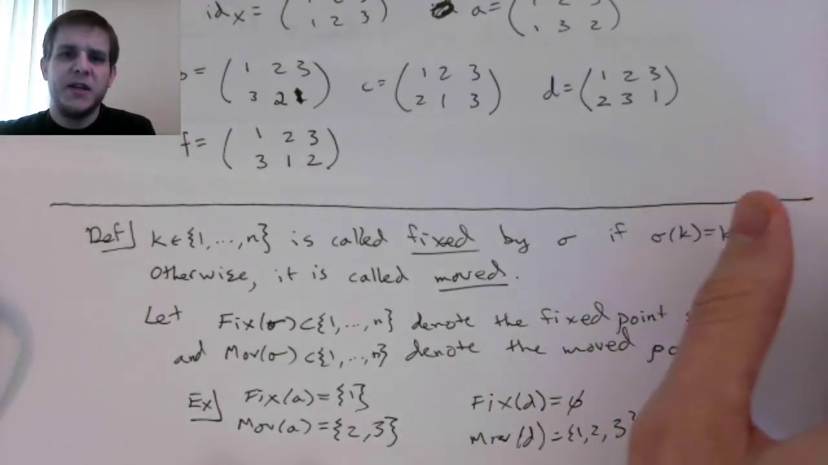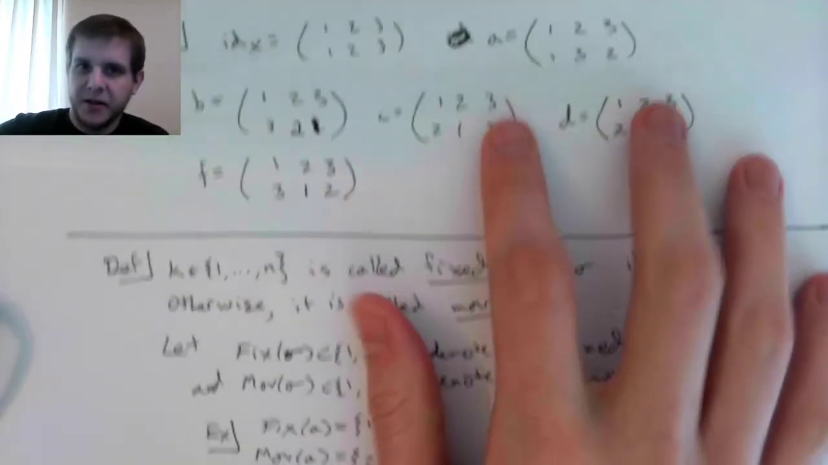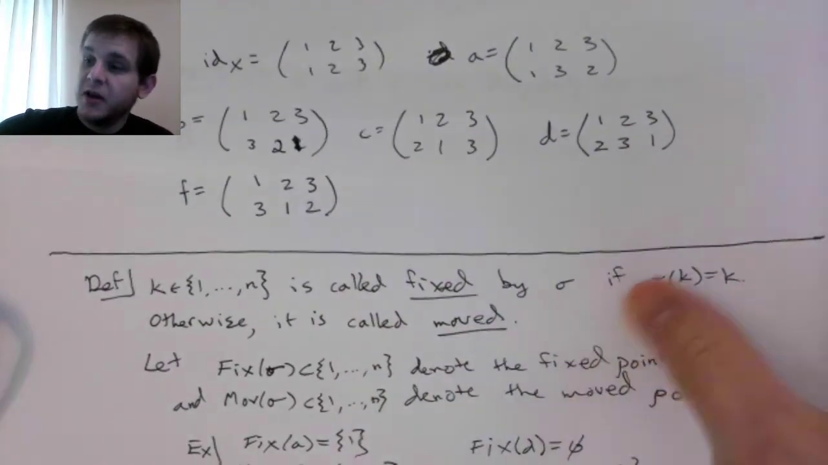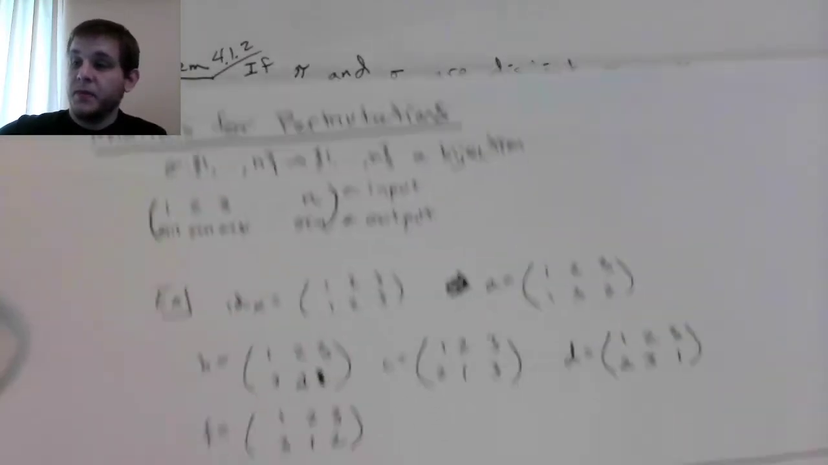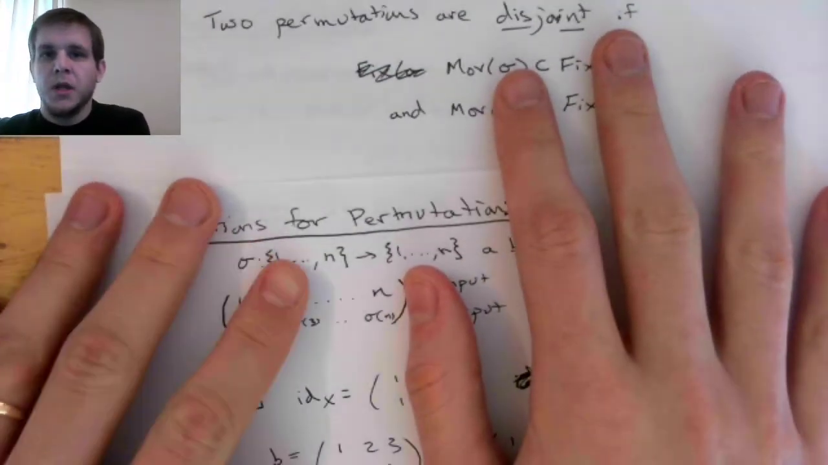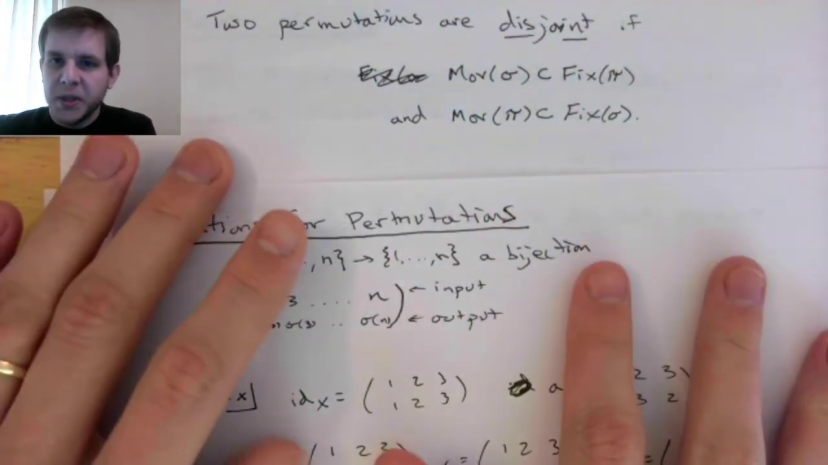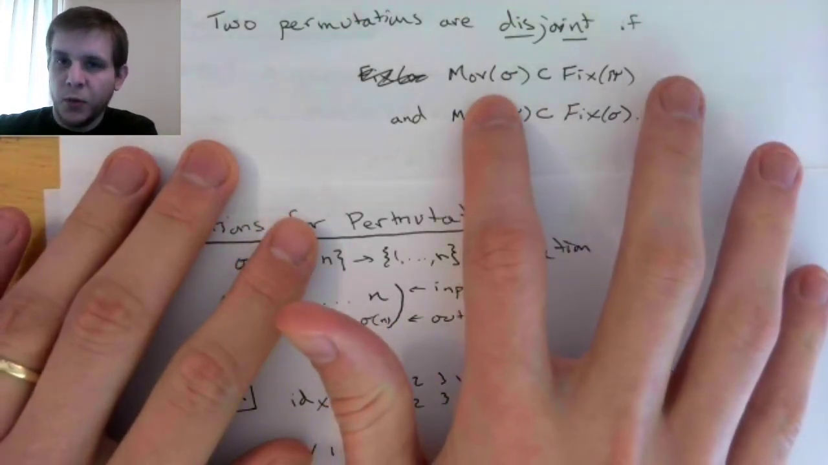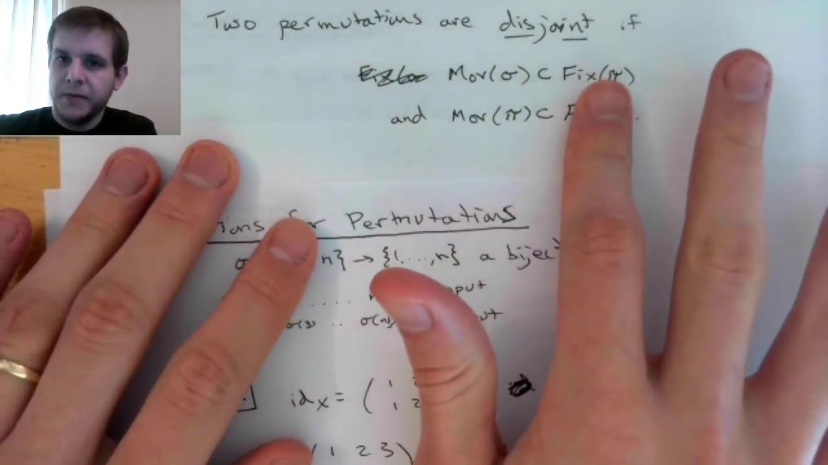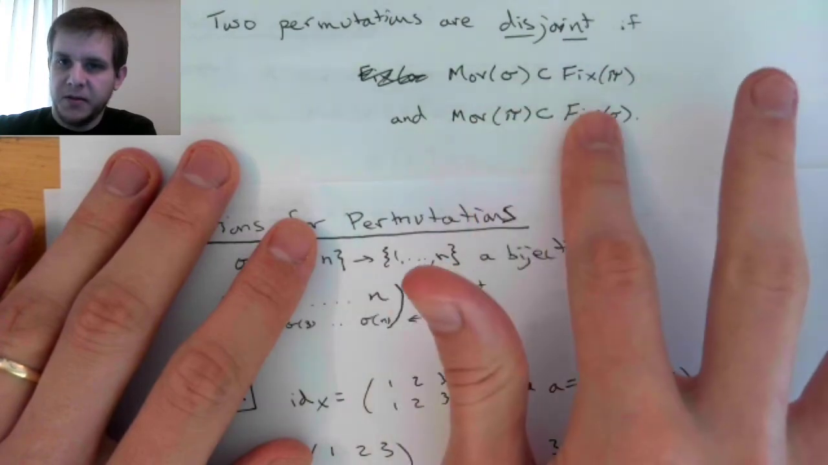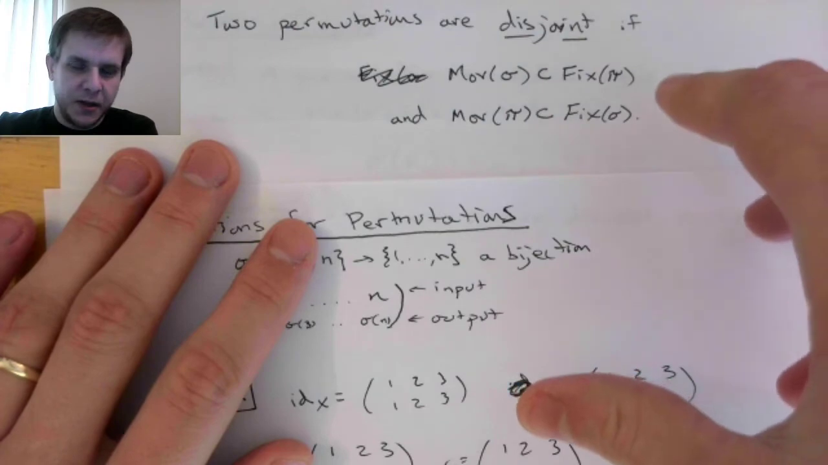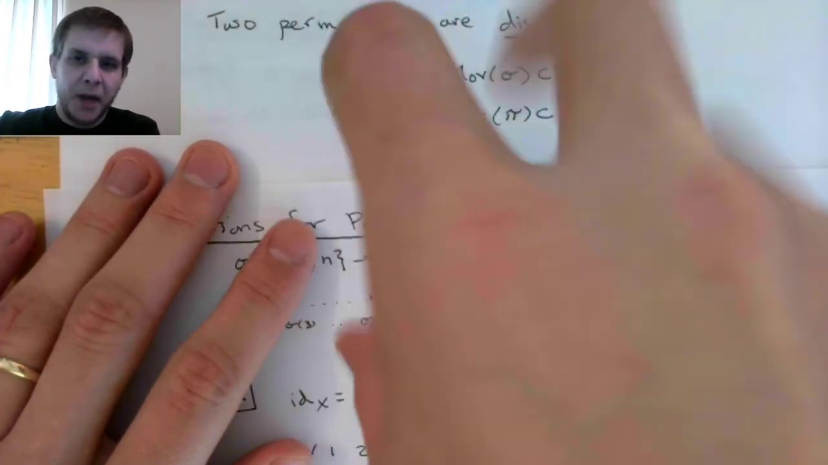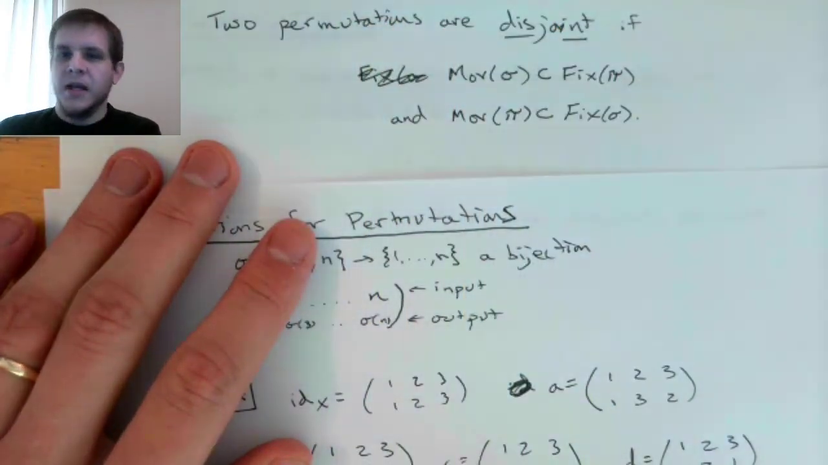So C and D are special types of things. In fact, everything in S3 is a specific type of permutation called a cycle. But we're not there yet. Sorry, I jumped ahead a little bit. Two permutations are disjoint if the moved set of one of them is fixed by the other one, and vice versa. So sigma moves around a bunch of things that pi fixes, and pi moves around a bunch of things that sigma fixes.